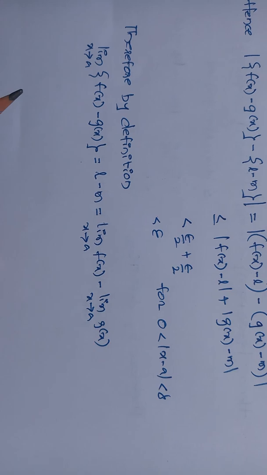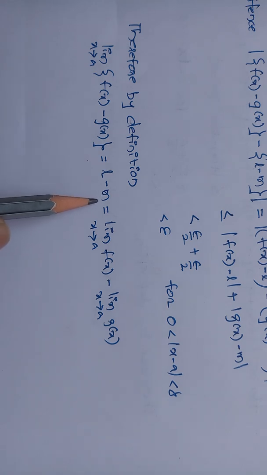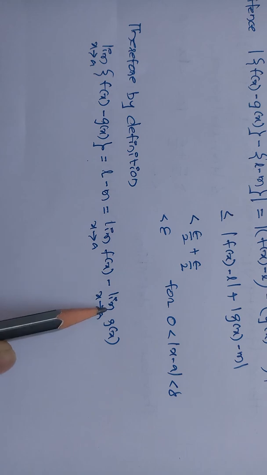So again we use the definition of limit. So then we get here limit x tends to a of f of x minus g of x is equal to L minus m. So this is equal to limit f of x as x tends to a minus limit x tends to a g of x. So this is the result. So these are simple proofs.